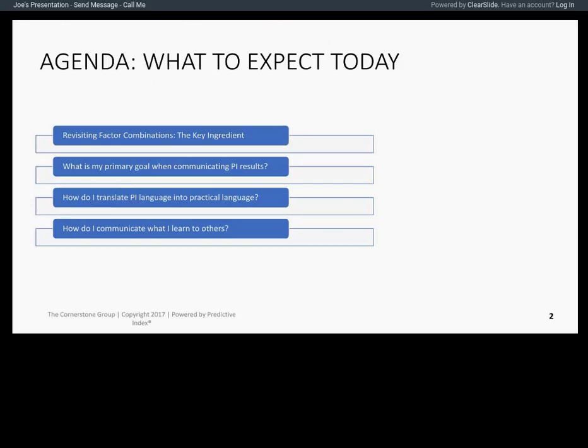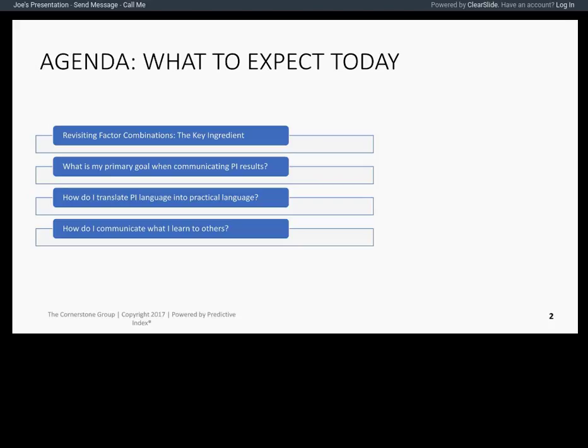Wanted to start today with what to expect on today's call in terms of what topics we'll be covering. First, we want to revisit factor combinations, which we think are the key ingredient in being able to make heads and tails of PI patterns and then make them actionable for the people that you're working with. Next, we want to establish a baseline for what is our primary goal when communicating PI results. What should we set out to achieve, and how do we get there?